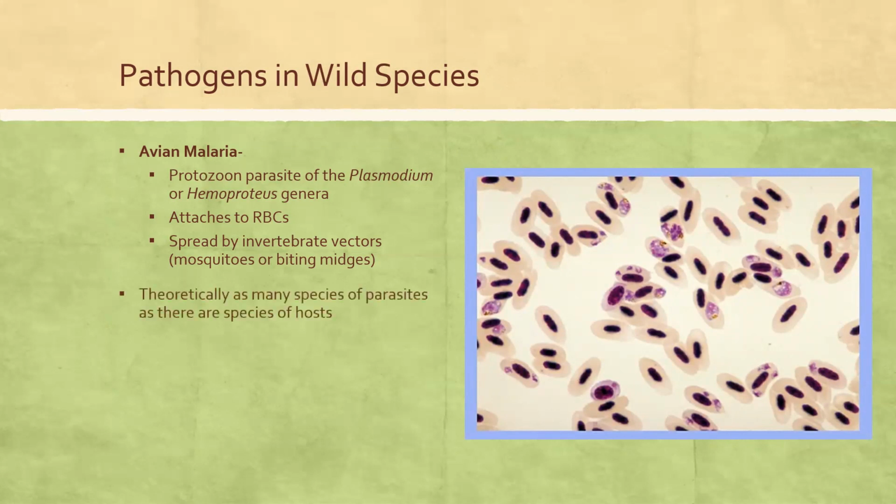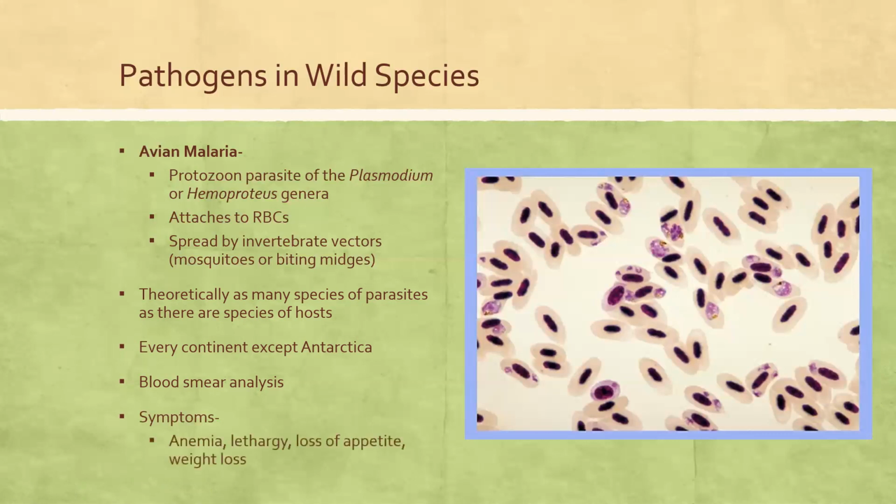There are theoretically, it's been proposed, as many species of parasites as there are species of hosts, which goes hand in hand with the diversity of avian species I talked about earlier. Just like that, there are malaria cases in birds found on every continent across the world, except, of course, for Antarctica. And avian malaria can be identified through blood smear analysis, like looking at images of blood cells like this and identifying the malaria parasites within those blood cells. Symptoms of avian malaria can include anemia, lethargy, loss of appetite, and weight loss.